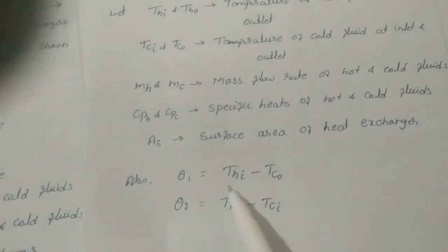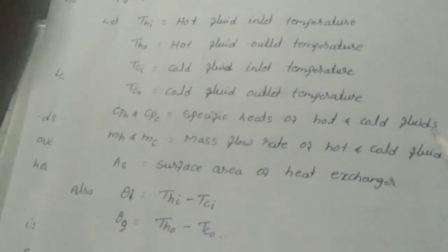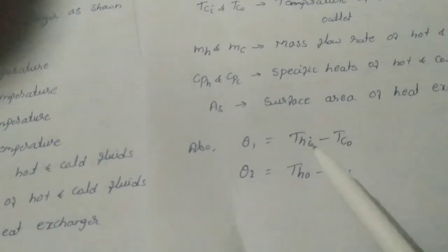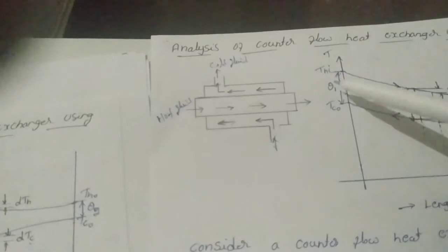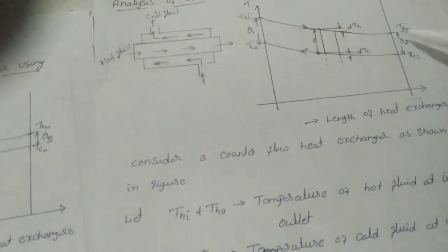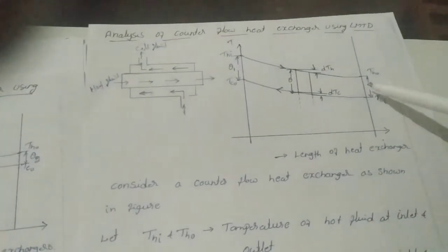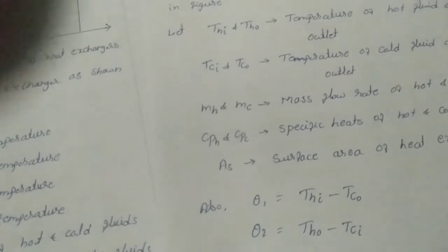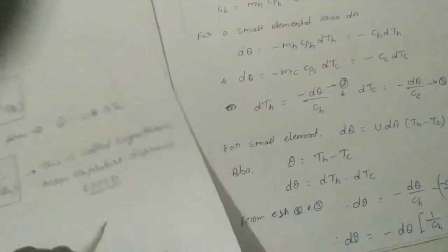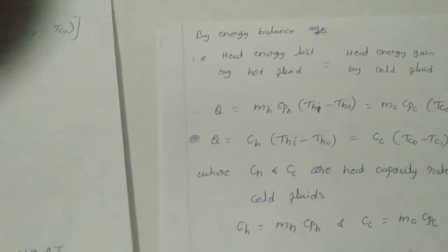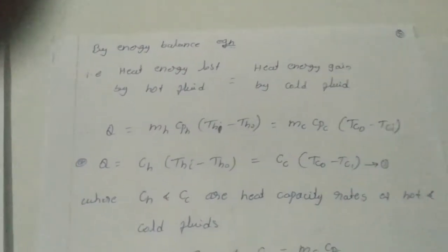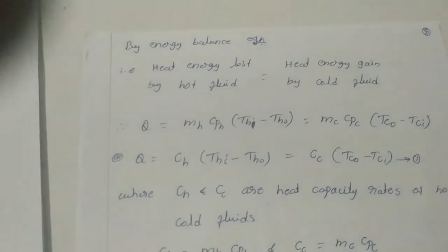Now, look at it: in a parallel flow, theta 1 is equal to Thi minus Tci, but observe that here it is Thi minus Tco, and this is called theta 1. That is the difference between the parallel flow and the counter flow. So theta 2 is now Tho minus Tci. I already told that the method should be the same for both parallel and counter flow heat exchangers.